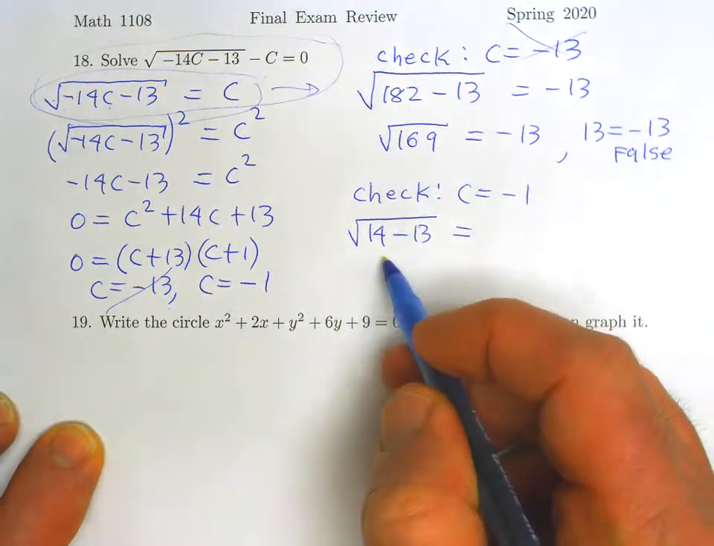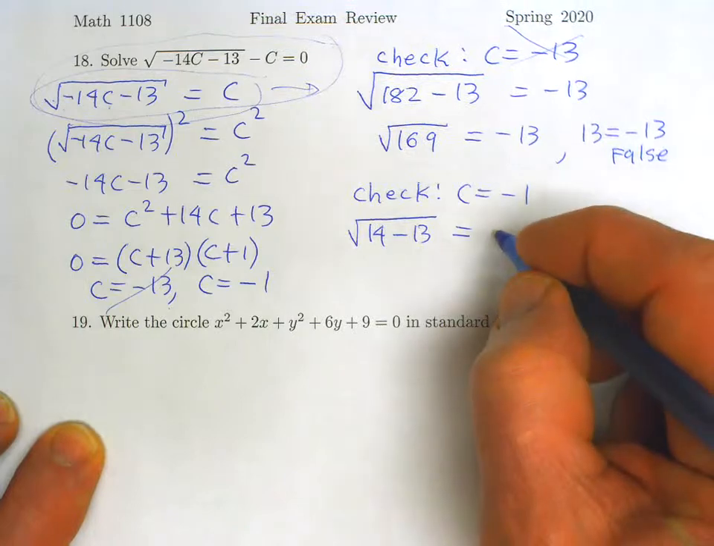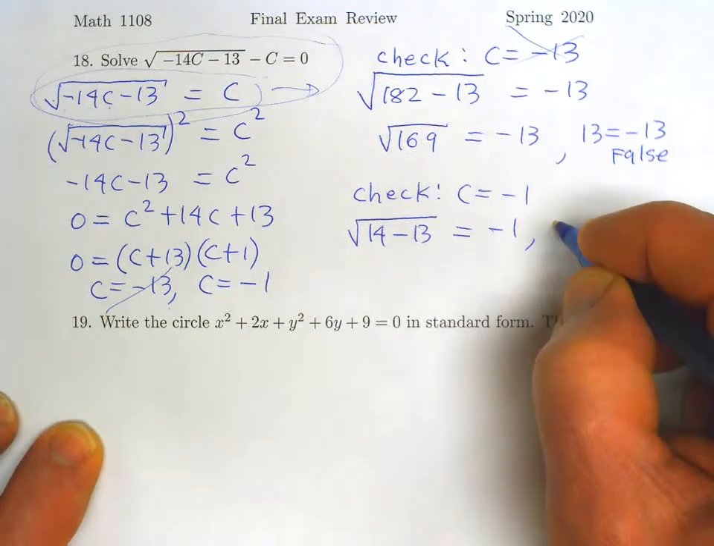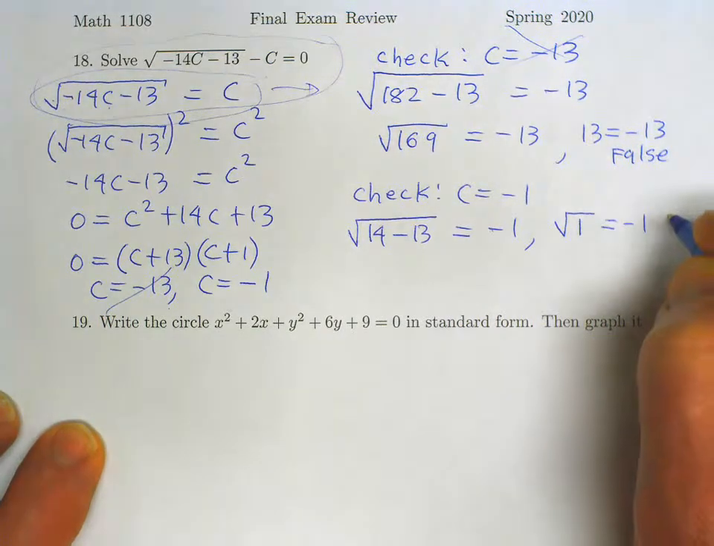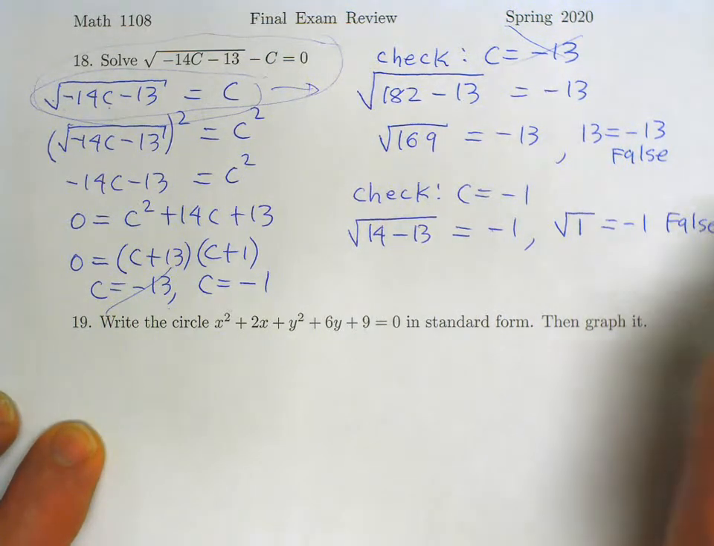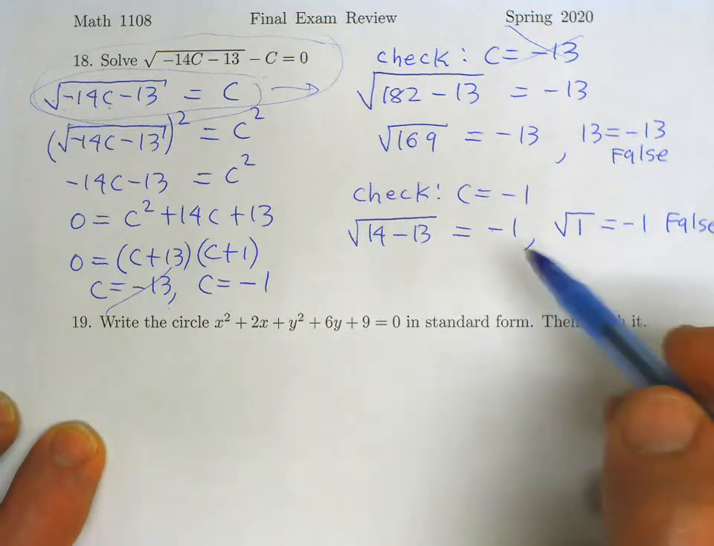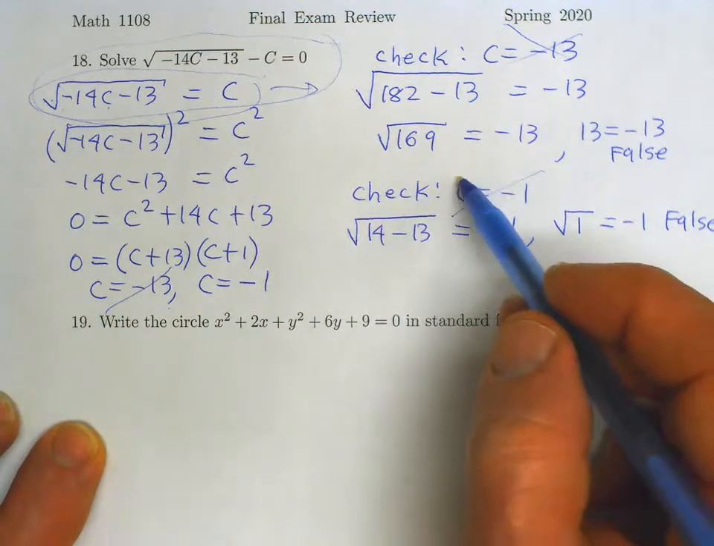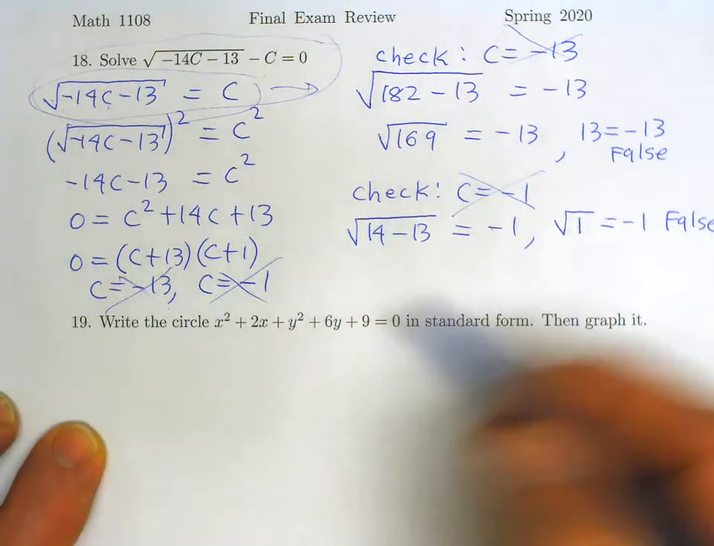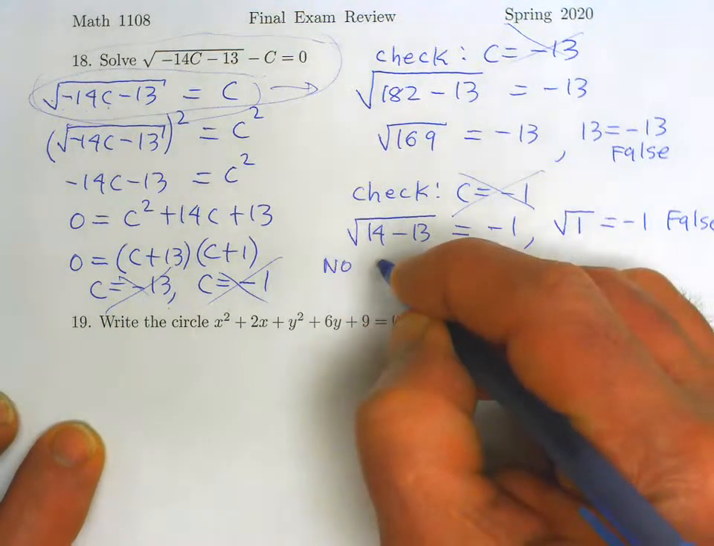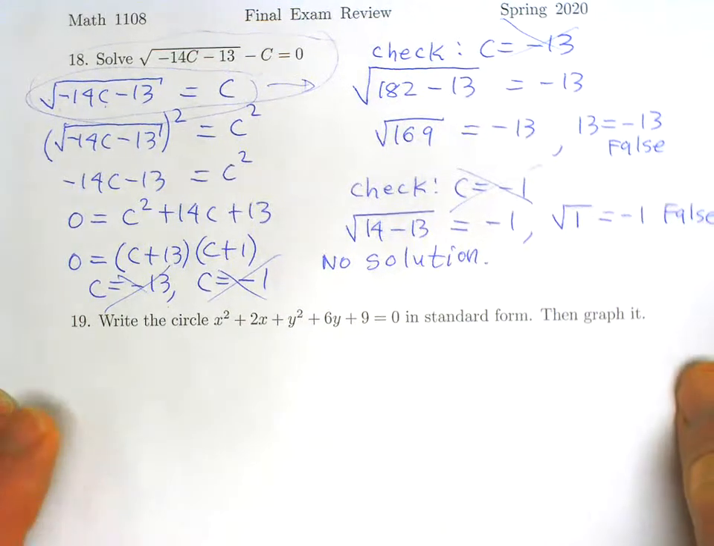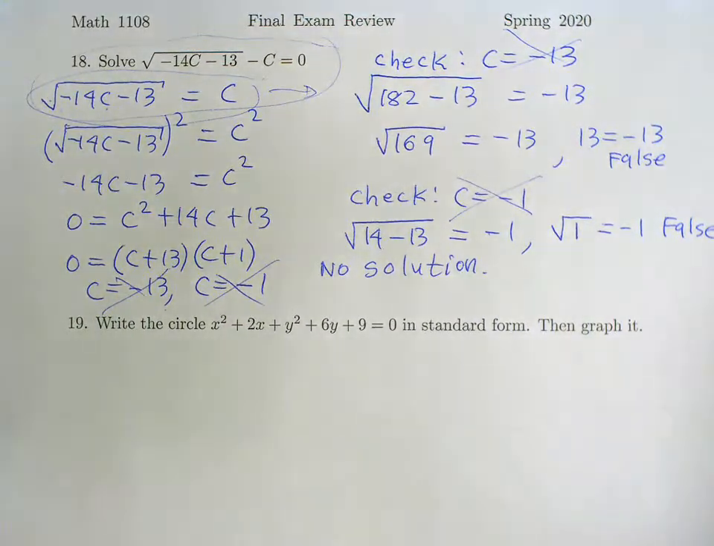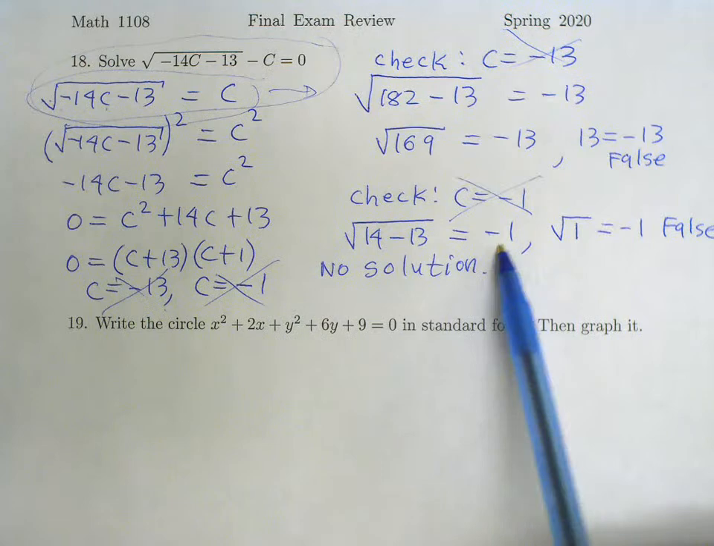And the positive square root of 14 minus 13 equals negative 1, or the positive square root of 1 equals negative 1. That's false. So neither is negative 1 a solution. Okay, so the equation has no solution because a positive number can never equal a negative number.